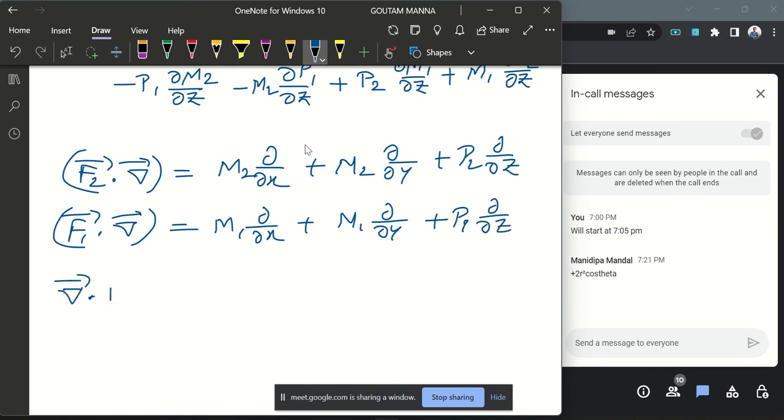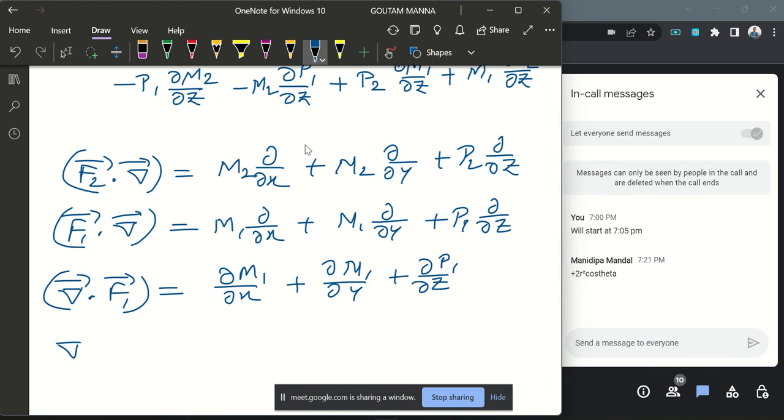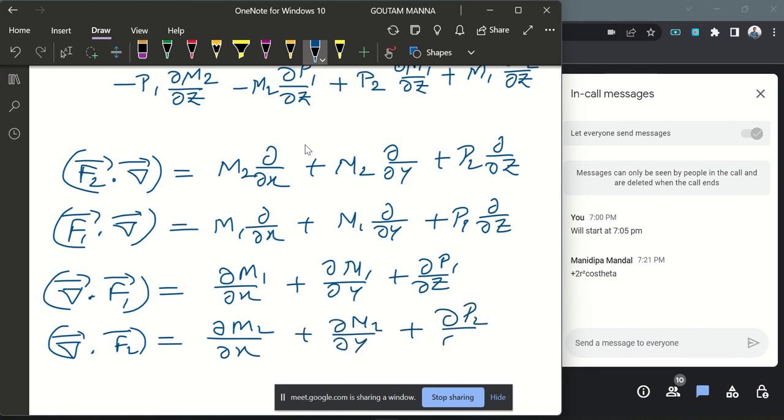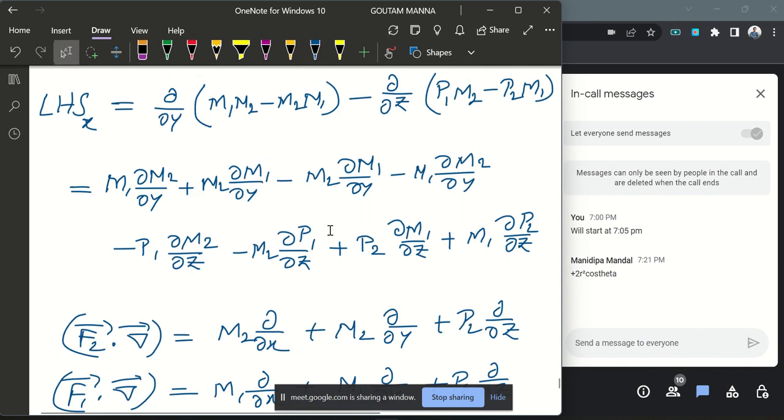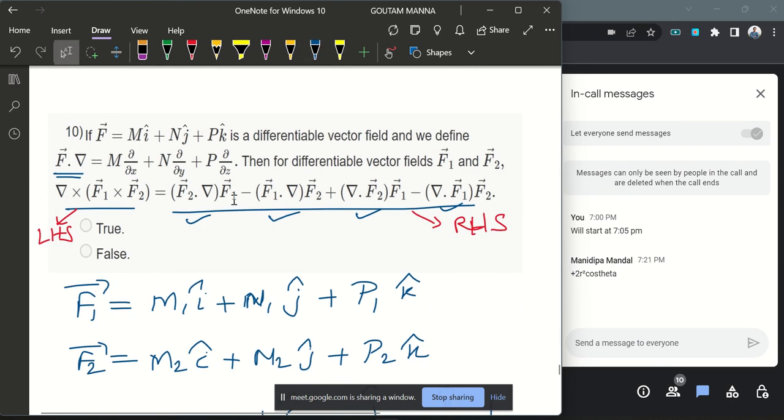Similarly, divergence of F1 will be del M1 del x plus del N1 del y plus del P1 del z, and divergence of F2 will be del M2 del x plus del N2 del y plus del P2 del z. So now if you calculate this quantity, the x component of this term will be this term times the x component of F1.